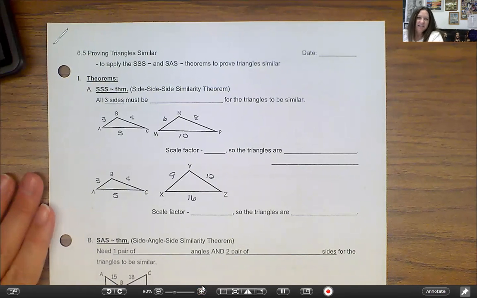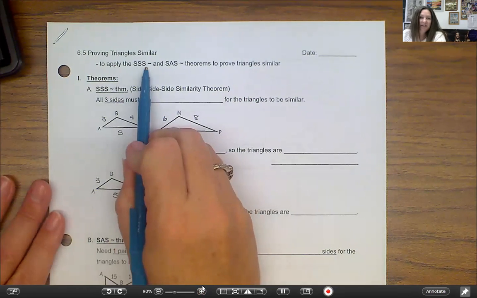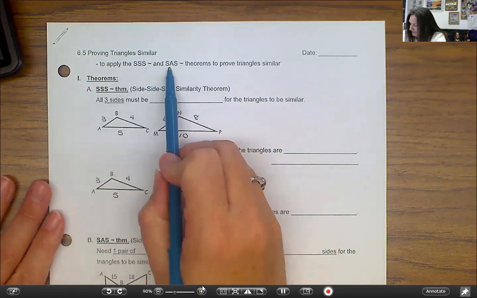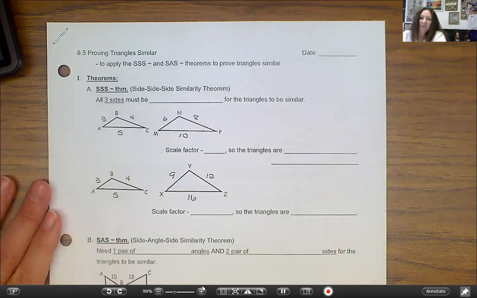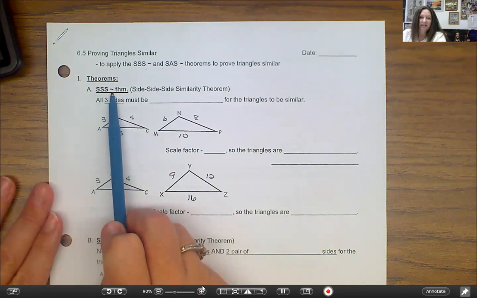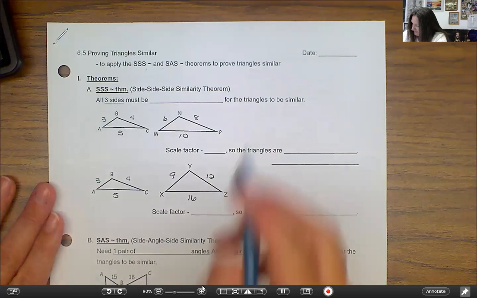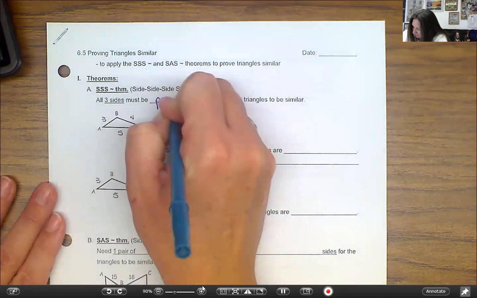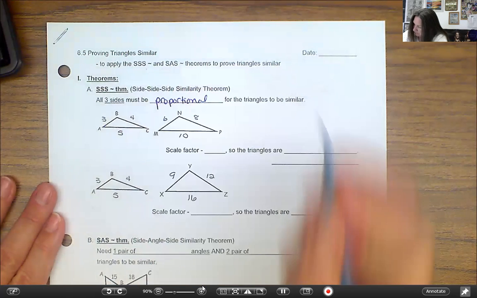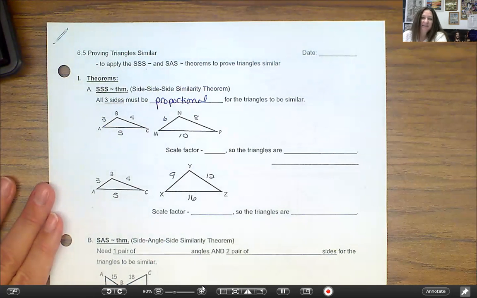All right, so today we are going to be applying the side-side-side similarity and side-angle-side similarity theorems to prove that our triangles are similar. So we're going to look at exactly what you need to be showing as evidence in each one of these cases. If we were using side-side-side similarity, we are going to want to show that all three sides are proportional to the triangles to make them similar.